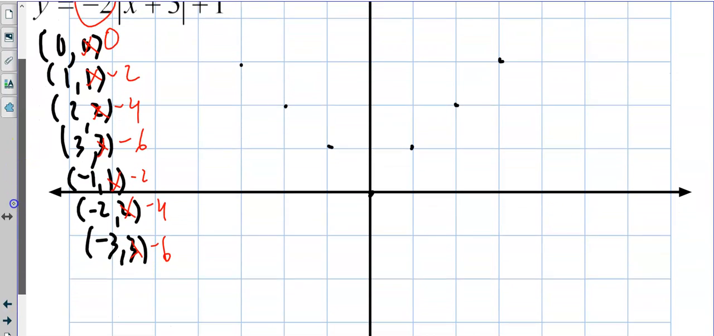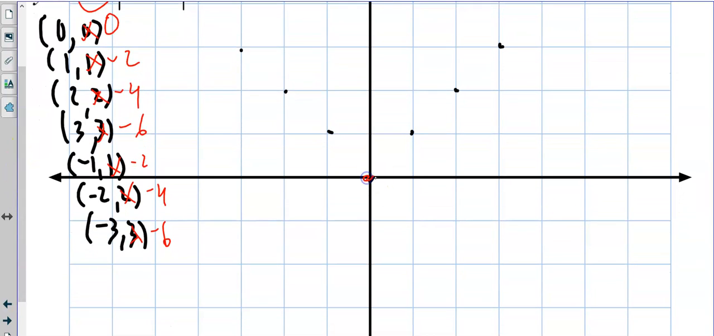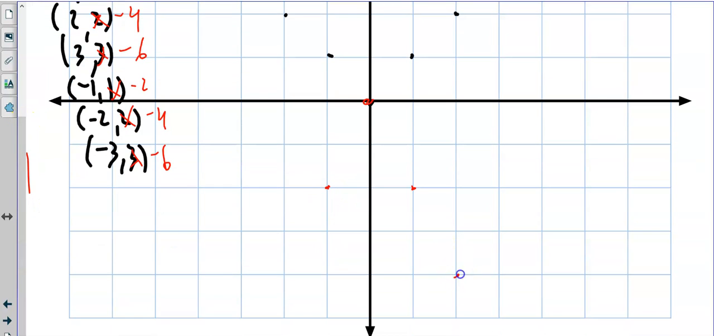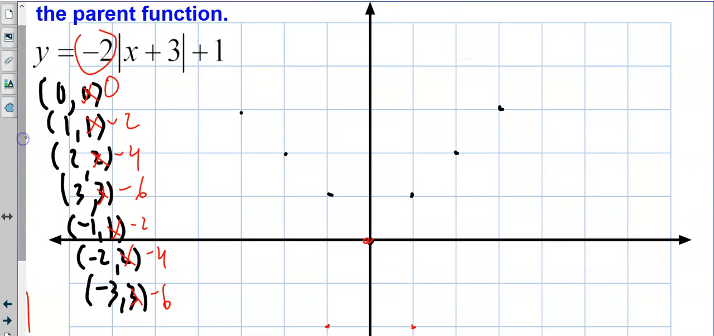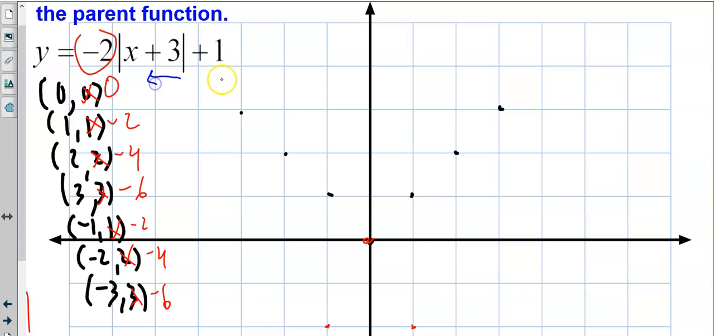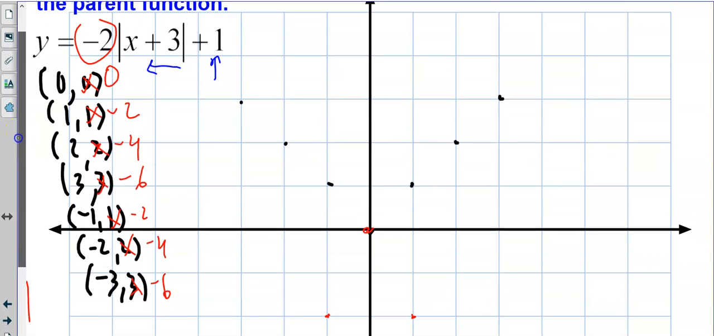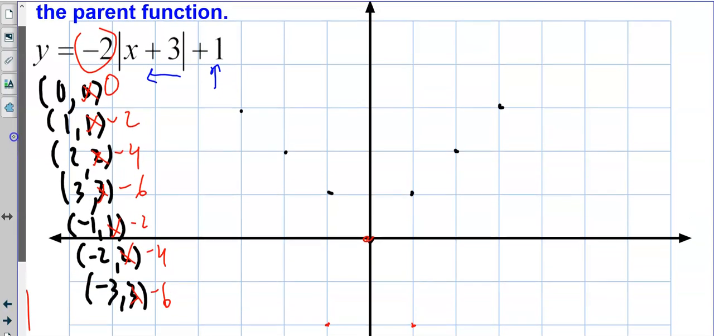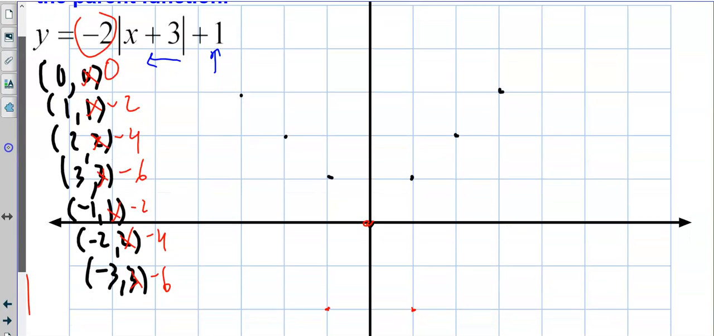So I'm going to plot those points. So (0, 0) stays in the same spot. (1, -2), (-1, -2), (2, -4), (-2, -4). I'm going to stop there. And then all those points get moved, or transformed. The +3 inside the parentheses goes left. The number outside the parentheses goes up when it's positive. Because it's x minus h, that's why it goes left. It's plus k, that's why it goes up.